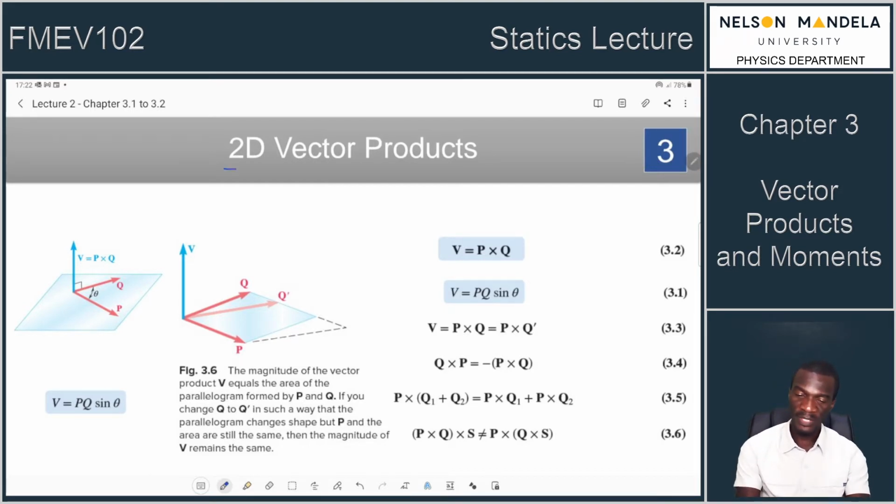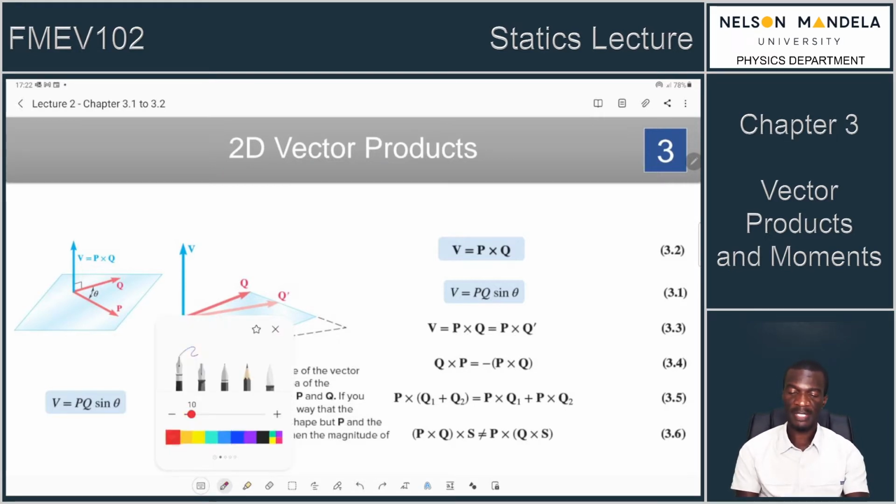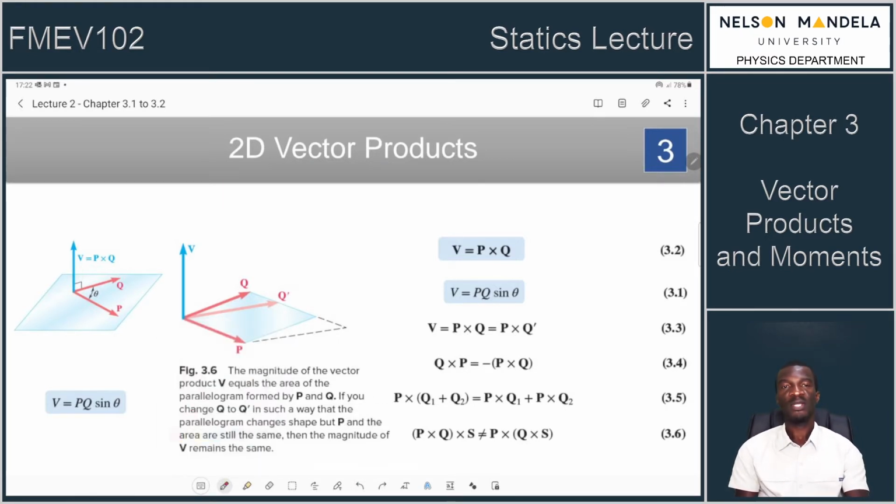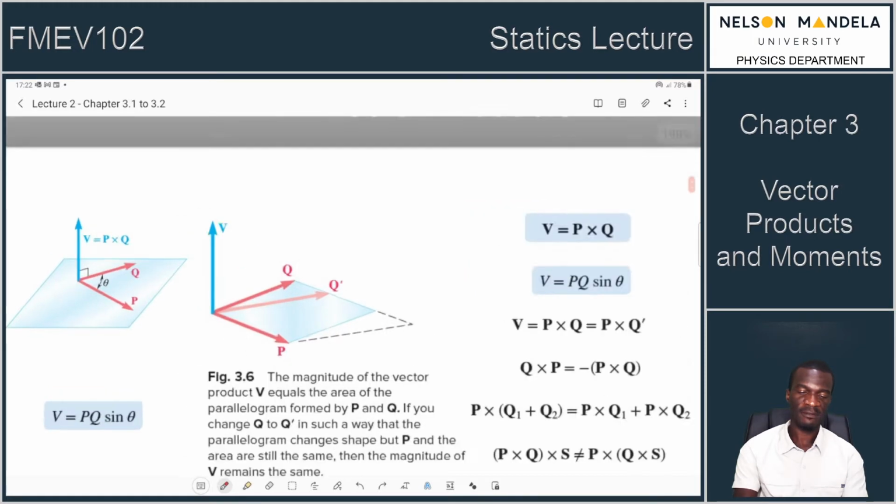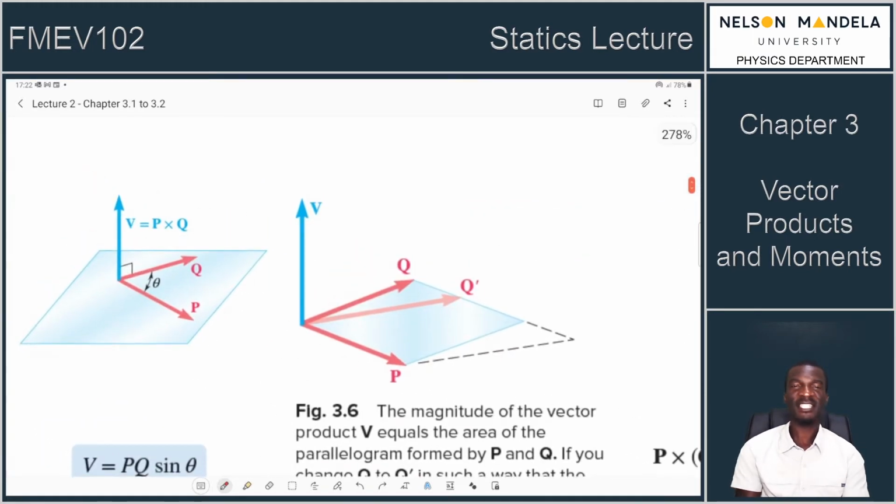So vector products is something that we've done before. Vector products are common in your physics modules. So this section just reintroduces vector products. A vector product obviously starts with the definition of the vectors whose product you want to find. In other words, how do we multiply two vectors? Which is why in this module we are studying vector products and moments. The products are different.